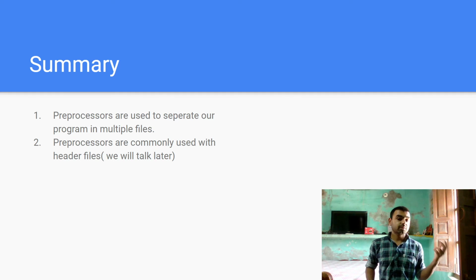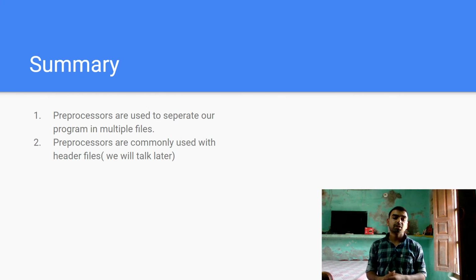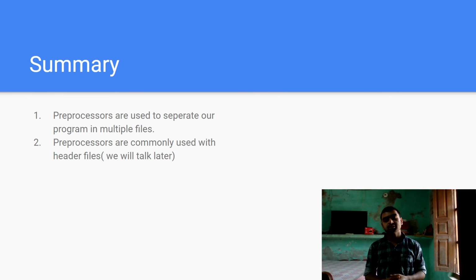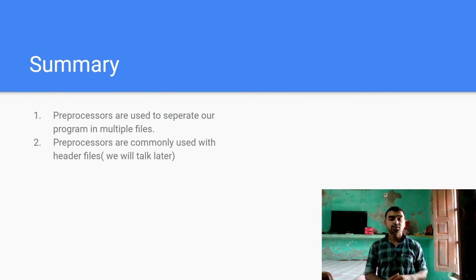And then we talked about preprocessors. Preprocessors are used to separate our program in multiple files. Preprocessors are commonly used with header files. And as we saw in the iostream, it in fact includes those header files. And we will talk about these header files later in this series of videos.